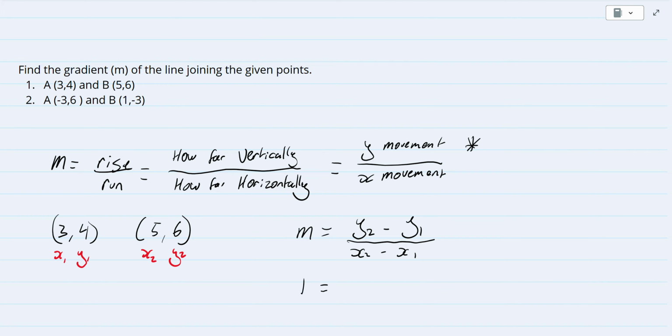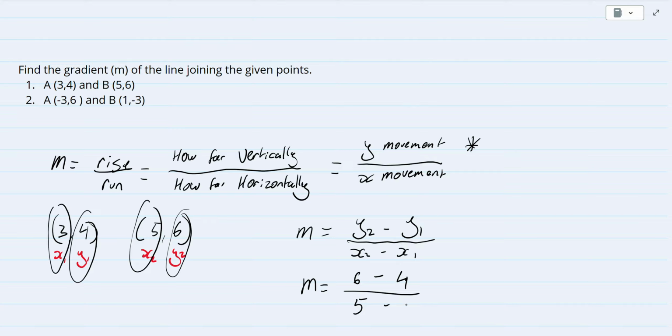So in this case, y2 is 6, y1 is 4, x2 is 5, x1 is 3. 6 minus 4 is 2, 5 minus 3 is 2, 2 into 2 goes once, so our gradient is 1.